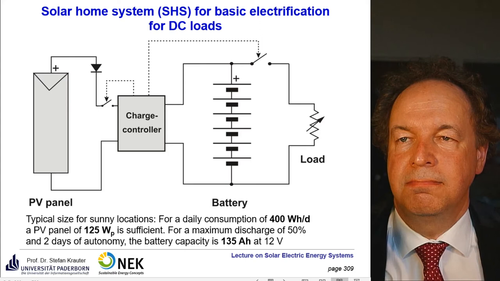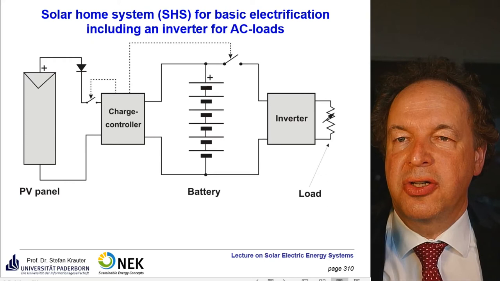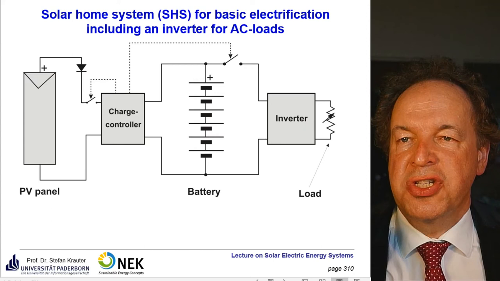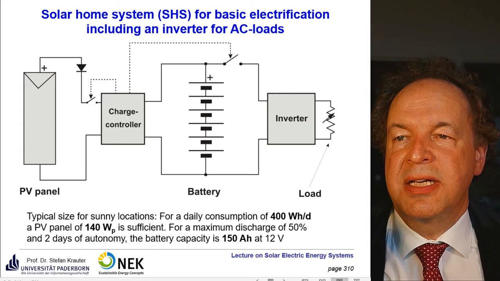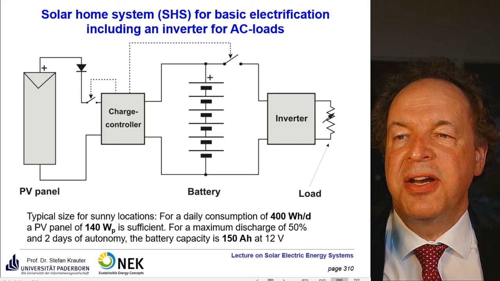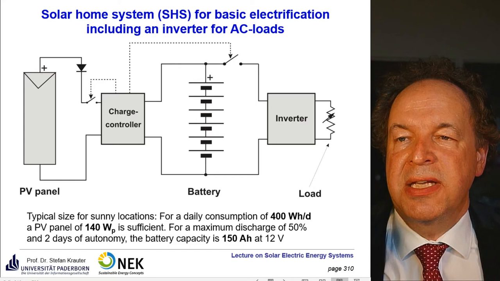You can also add an inverter to that. This is additional cost, and you also decrease the efficiency a little bit. Inverters nowadays usually have a conversion efficiency of above 90%. If you use an inverter, you should include that. So you need a bigger PV panel with a nominal power of 140 watts. At 50% depth of discharge, the battery capacity must be 150 ampere hours at 12 volts.